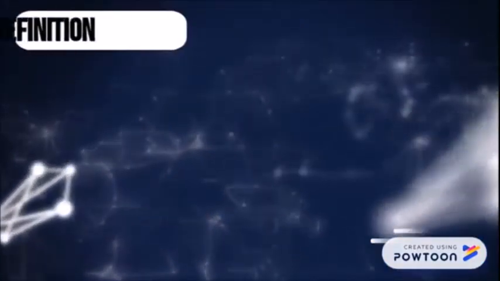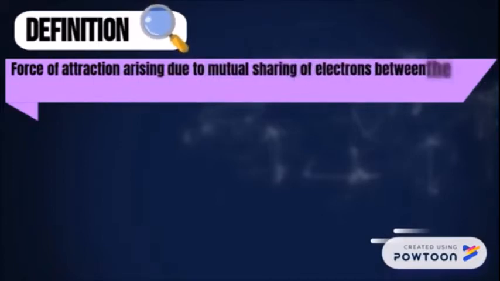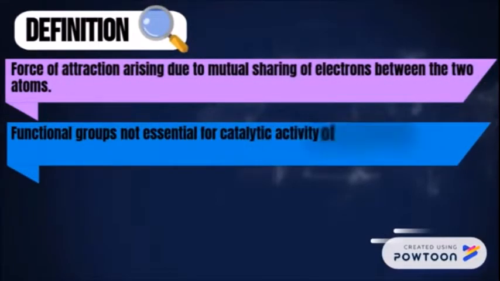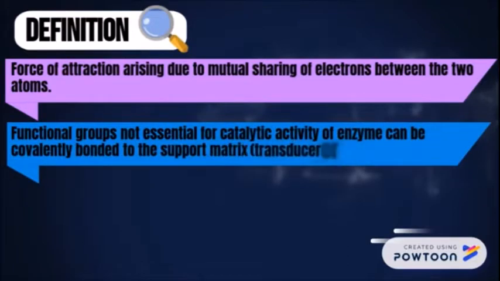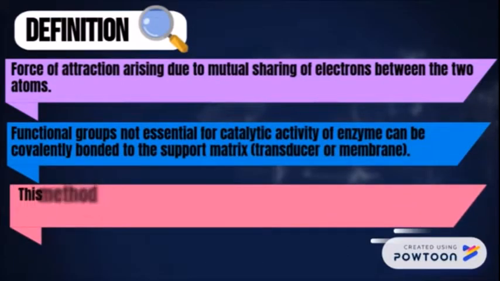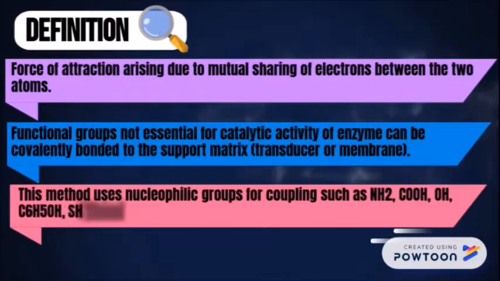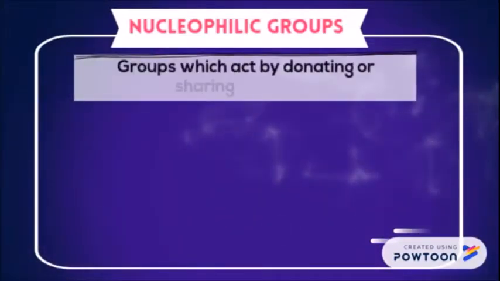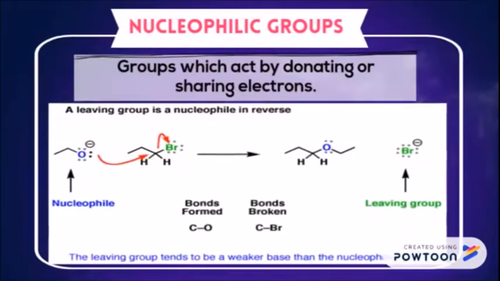The fifth and also the last method of immobilization is covalent bonding. Definition: covalent bonding is the force of attraction arising due to mutual sharing of electrons between two atoms. Functional groups not essential for catalytic activity of enzyme can be covalently bonded to the support matrix, which is transducer or membrane. This method uses nucleophilic groups for coupling, such as thiol group and imidazole. A nucleophilic group is a group which acts by donating or sharing electrons.